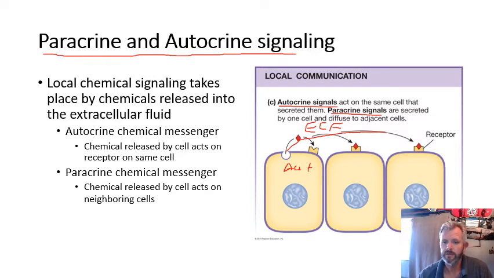The other is paracrine. Paracrine is where the secreted molecule, the chemical messenger, acts on a receptor of a neighboring cell. Again, this is local signaling though. It's not happening over long distances. It's happening locally in, say, just an individual tissue.